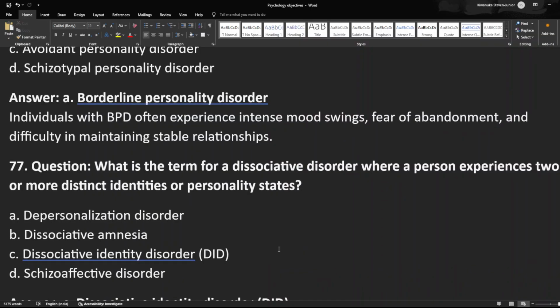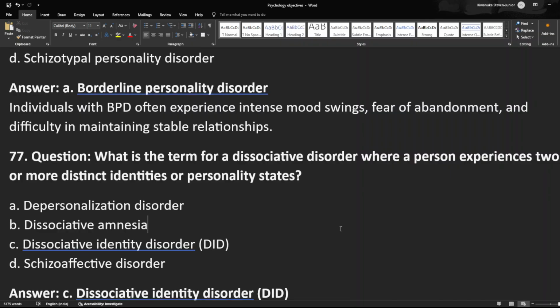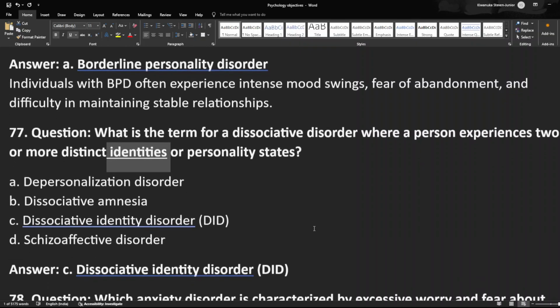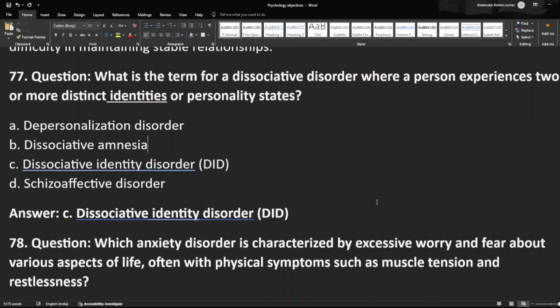What is the term for a dissociative disorder where a person experiences two or more distinct identities or personalities? I underline these things, dissociative identity disorder. Whenever they talk about identity, you can use the elimination method if you have not tried, and you just notice an identity disorder. Everything is happening, guys. You should attempt the paper even when you don't know everything.